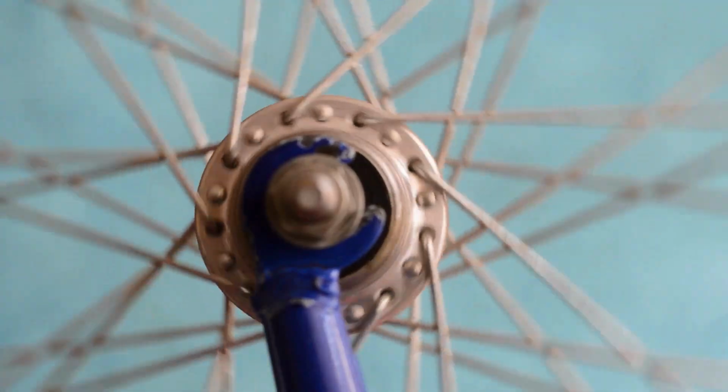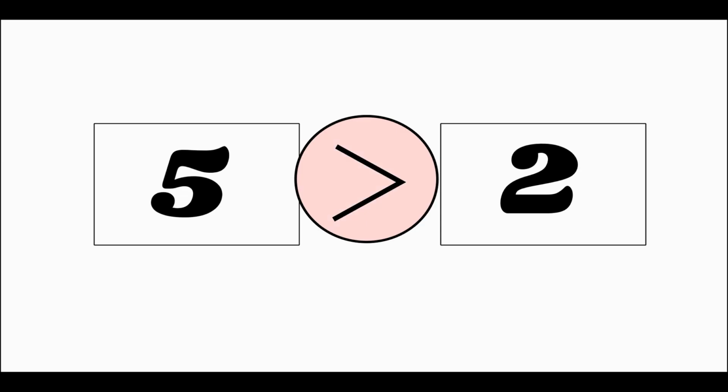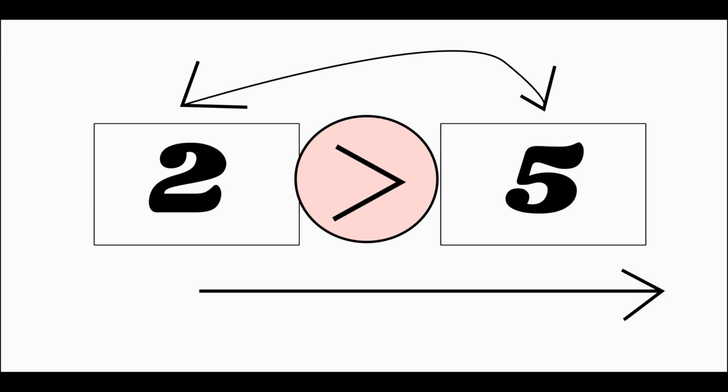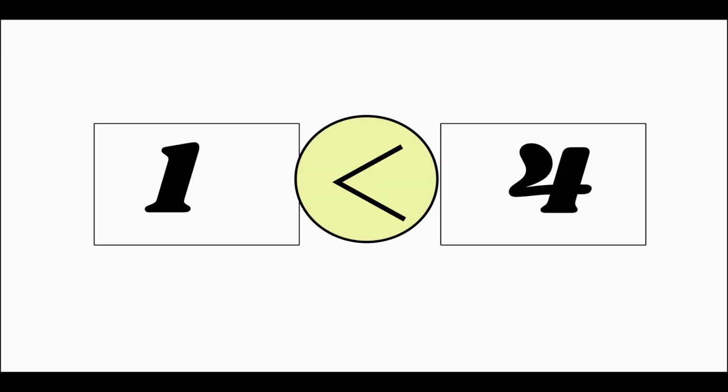Now let's look at the working of bubble sort. It takes two elements at a time. It checks if the element on the left is less than or greater than the element on the right. If the element on the left is greater than the element on the right, then swapping takes place and the algorithm moves on to the next iteration. But if the element on the left is smaller, well then no swapping takes place and the algorithm moves on to the next two elements.